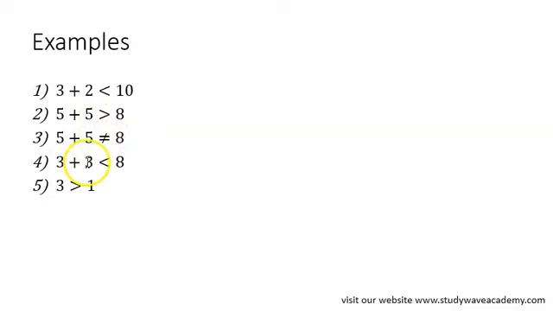The symbol here is called not equal to. And we have here 3 plus 3 is less than 8. This symbol is called the less than. And 3 plus 3 will give us 6, so it's less than 8. The last one we have, 3 is greater than 1. This is the greater than sign, right? And 3 is greater than 1 because 1 is lesser. Right? Good. So we're going to go over to other examples.